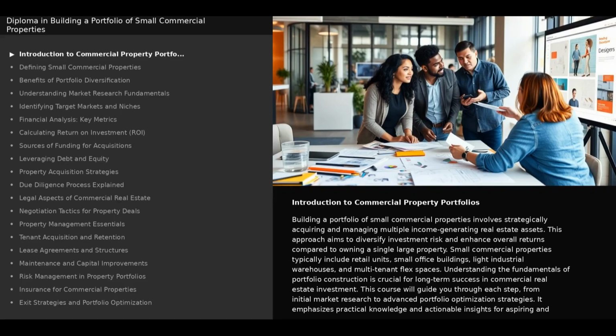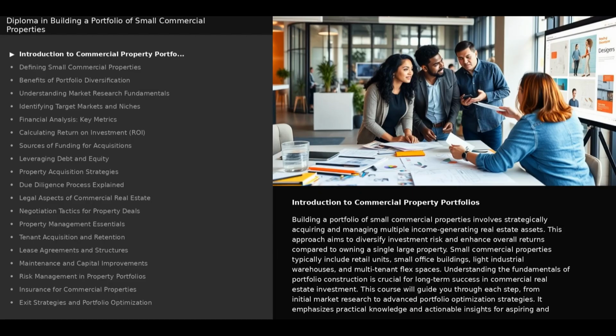Introduction to commercial property portfolios. Building a portfolio of small commercial properties involves strategically acquiring and managing multiple income-generating real estate assets. This approach aims to diversify investment risk and enhance overall returns compared to owning a single large property.